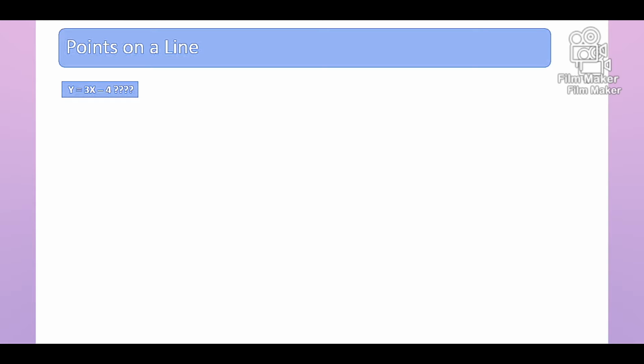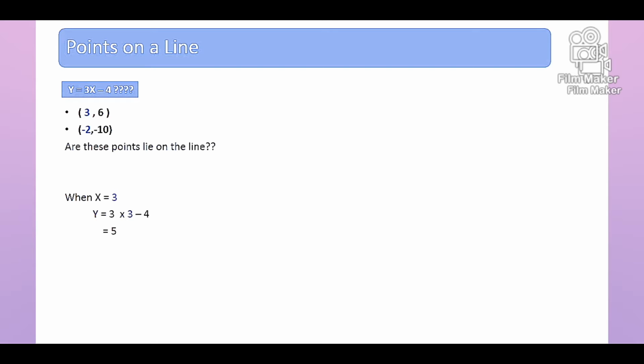Alright. Points on a line. With an equation, we were given some points here. The equation is y equals 3x minus 4. It is in your textbook. Now we were given some points here, (3, 6) and (-2, -10). We are going to check now, do these points lie on the line?